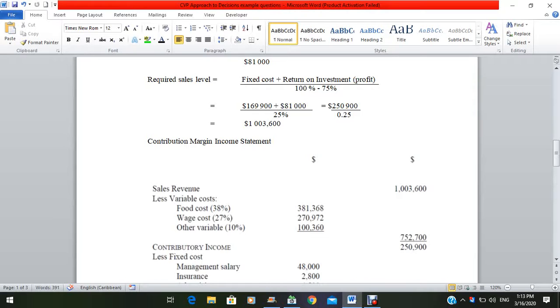So what you will do is multiply 0.38 times 1,003,600. Do it for me, please. And you'll get 381,368. You multiply 27% times what? Remember that it is 27% of sales, right? So you multiply 27% by the 1,003,600 and you get 270,972. You multiply 10% by the 1,003,600 and you get 100,360.